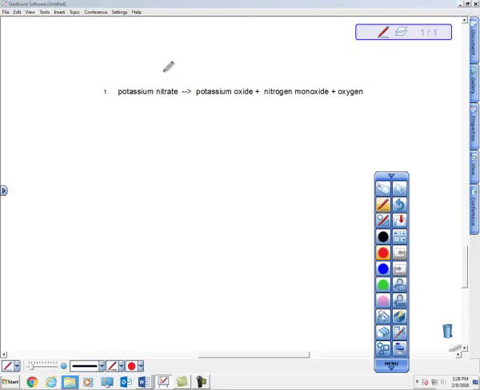Alright, let's start off with potassium nitrate. Potassium is K, it's got a +1. Nitrate is NO3, and he's a -1. So that's the correct formula. Looks like we got an arrow, so this guy's decomposing. Let's check him out. Potassium oxide. Potassium again. Oxide is oxygen, and this guy's got a -2 charge, so you're going to have to balance that out.